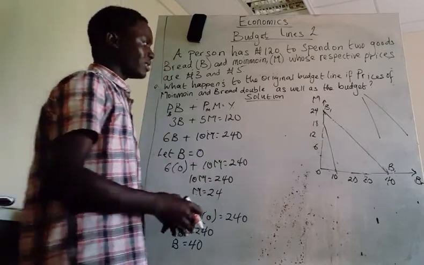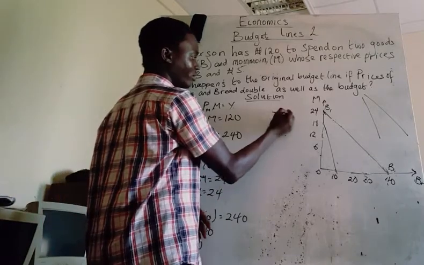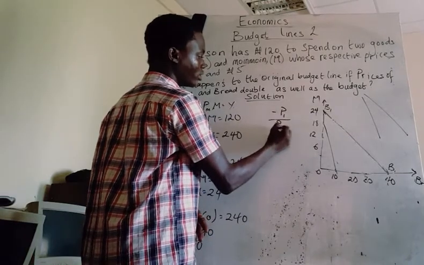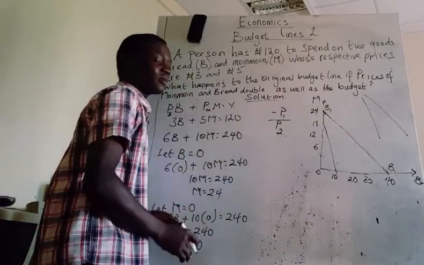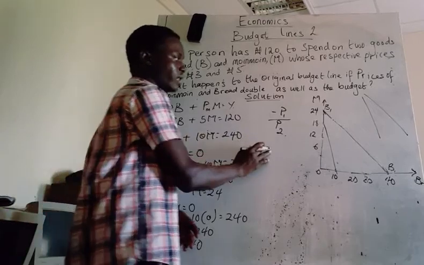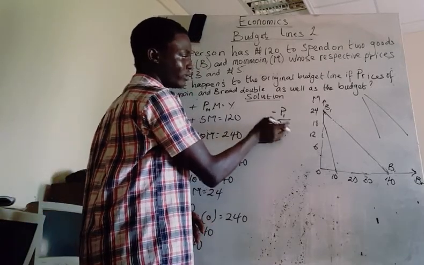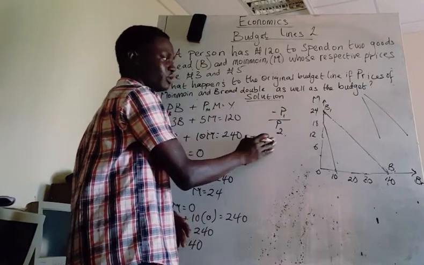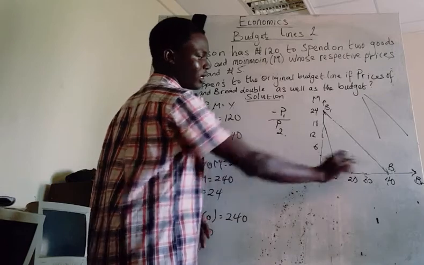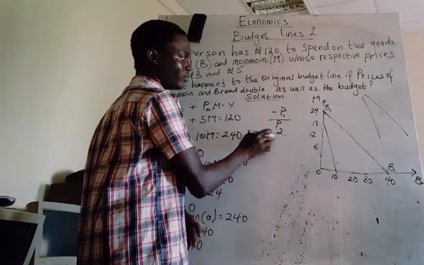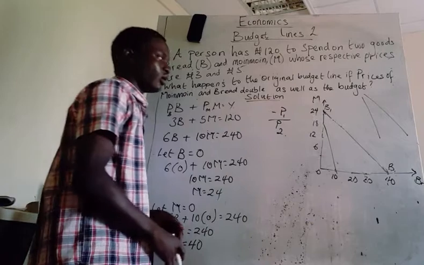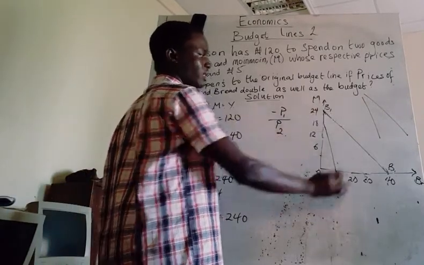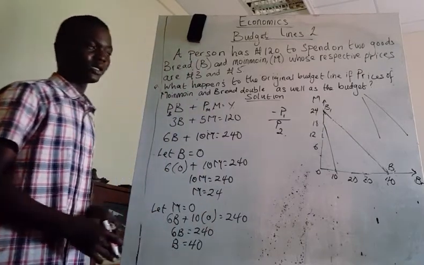The slope of a budget line is calculated as minus p1 over p2. We talked about this in our previous video. Whatever is on this axis is the p1, whatever is on this axis is the p2. So in our case, we have minus price of bread over price of moi. It has a negative sign because our budget line is downward sloping. So I want you all to take note of this.